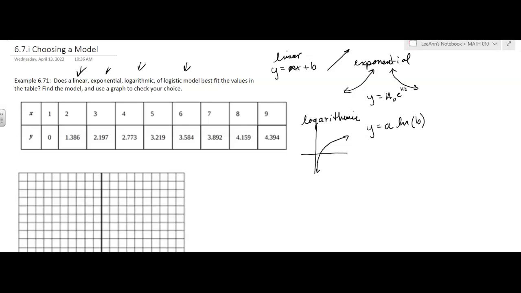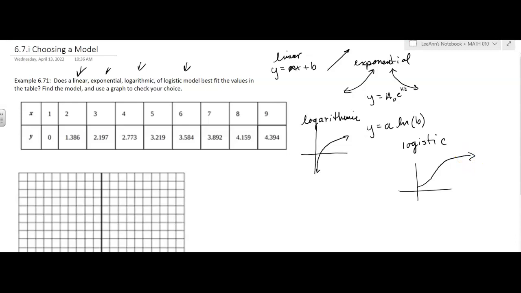And the logistic model. So logistic would look something like it's growing, it's starting somewhere and it's growing, and then it's starting to taper off. So it would look something like that. And we had the logistic model, I won't put that up there. But anyway, so that's what you're looking for with these pictures.